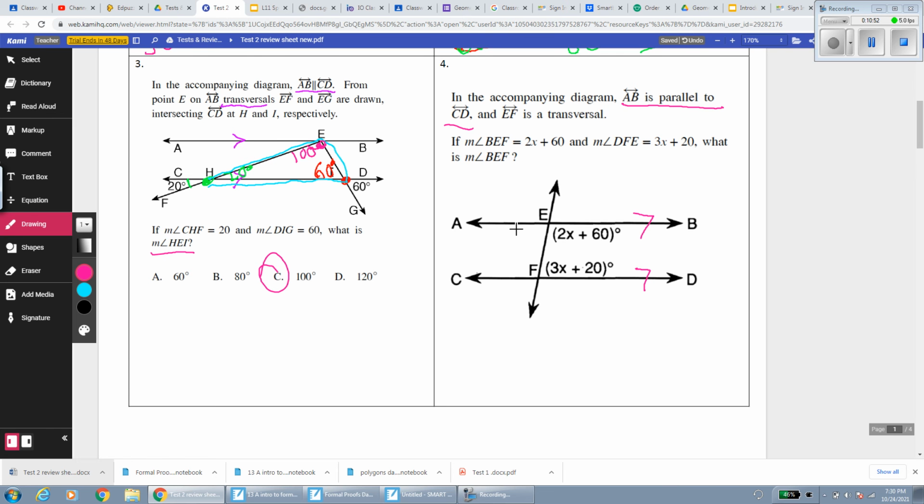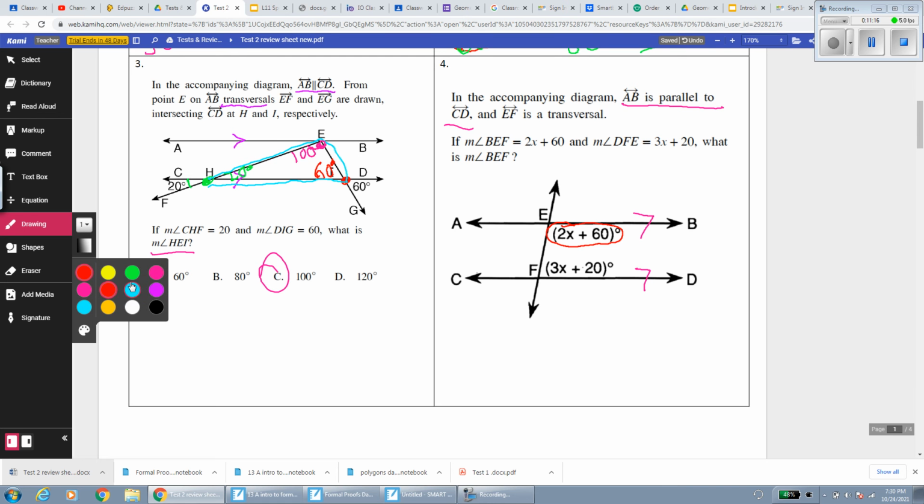If the measure of angle BEF is 2x plus 60, they drew that in for us. And the measure of angle DFE is 3x plus 20. They drew that in for us as well. What is the measurement of angle BEF? So ultimately, we want to figure out what this angle is. This is angle BEF. E is in the middle, so it's right over here, angle BEF.